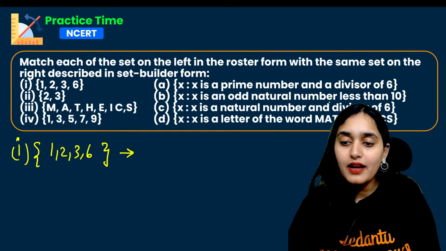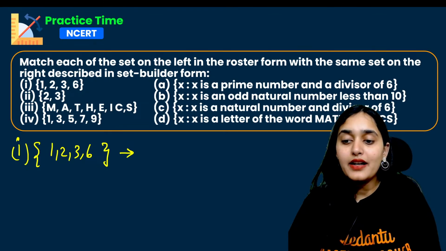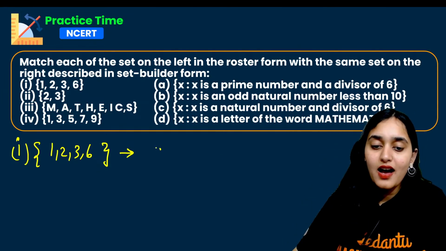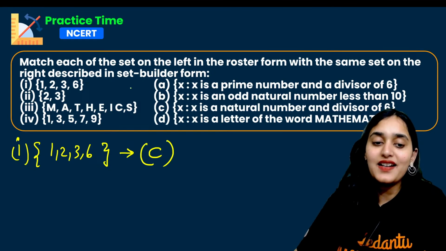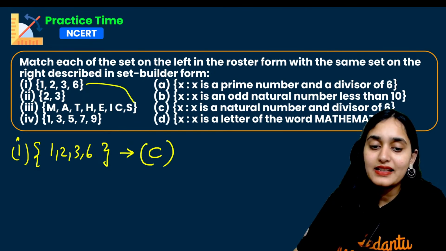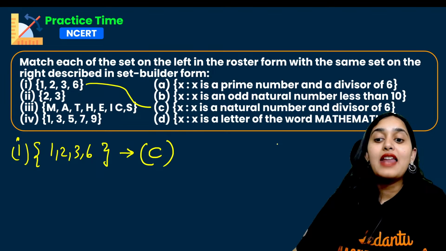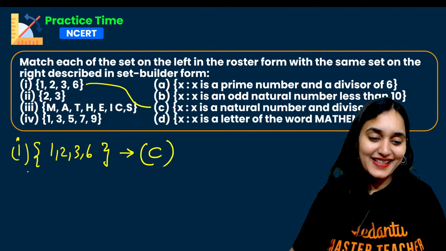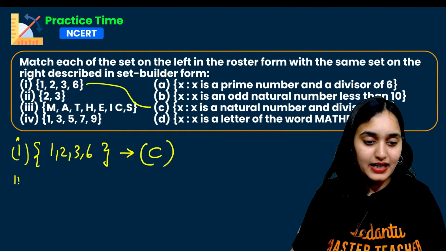X is an odd natural number less than 10. X is a natural number and a divisor of 6. X is a letter of the word mathematics. Very good, Isha. Option C is the right answer. 1, 2, 3, 6 are natural numbers and divisors of 6. Right?